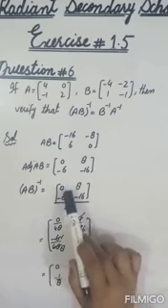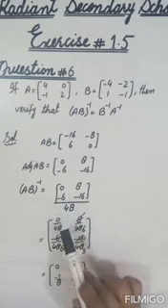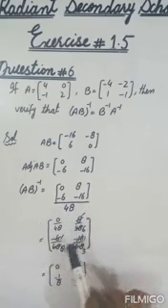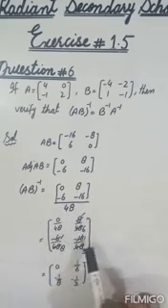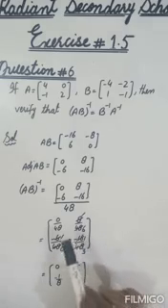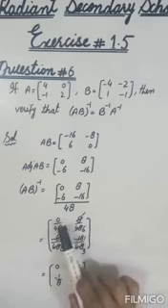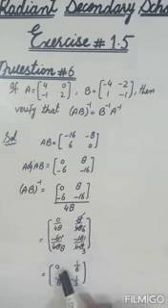Now we have to divide each value by 48, and then our answer will come 0 by 48, 8 by 48, 6 by 48, minus 16 by 48. Now by cancellation our answer will come, you know very well, 0 divided by any number is equal to 0.